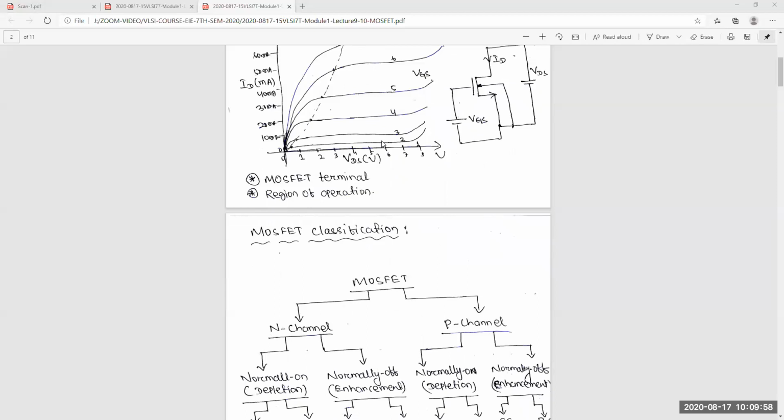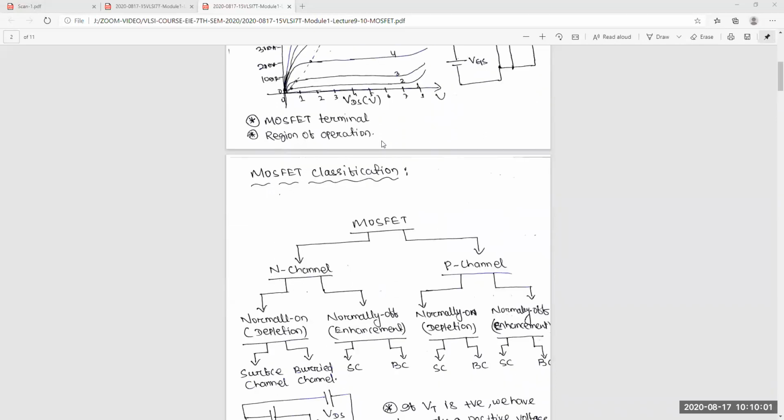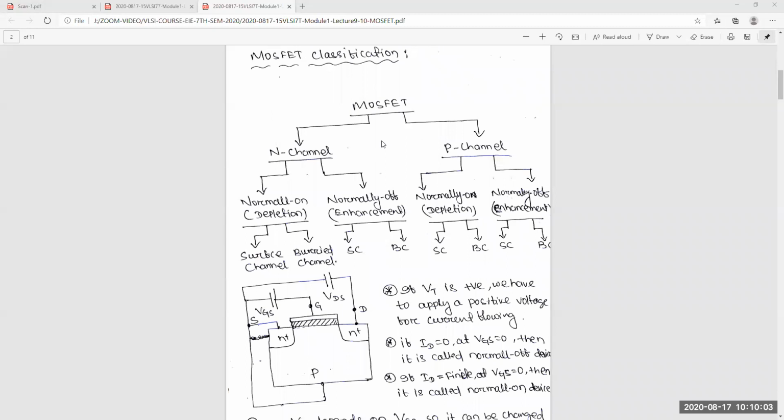So typically we have to derive this, we will get this. Now come to the MOSFET classification. It's a very simple thing. You know it already, but again I'll say something. MOSFETs are generally of two types: N channel MOSFET and P channel MOSFET. Throughout our discussion, we have discussed only the N channel MOSFET.